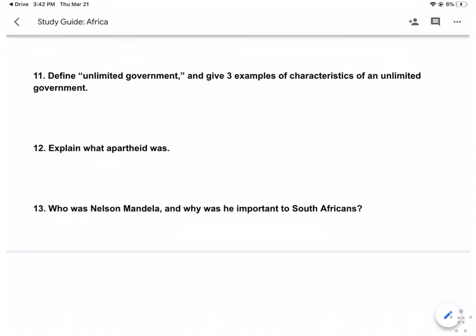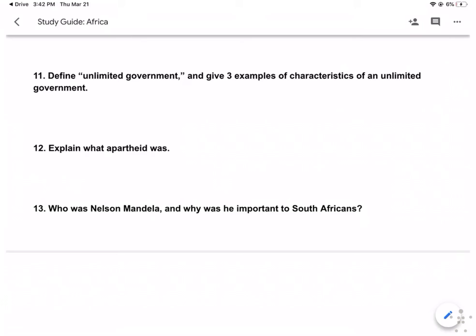Last 2, explain what apartheid was. Apartheid was a law of segregation. So what it was is that it separated people based on their ethnic background or based on their color, their race. So it happened to South Africa, specifically divided amongst the African people.